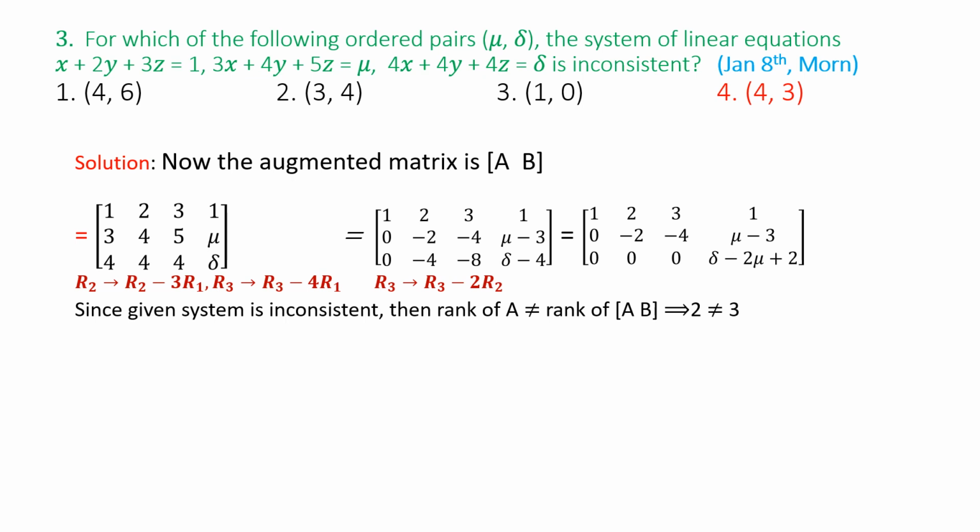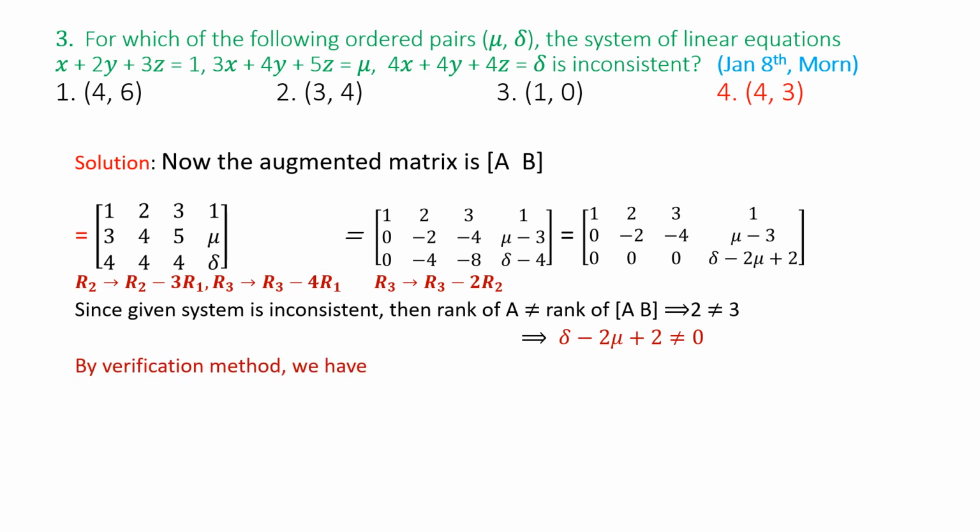Therefore, the rank of the coefficient matrix is not equal to the rank of the augmented matrix. So rank of A equals 2, rank of [A|B] equals 3. Therefore, 2 is not equal to 3. So here compulsorily the value of δ − 2μ + 2 is non-zero. So this is one of the equations.